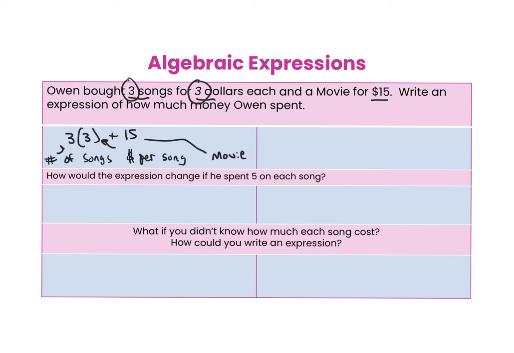So we bought 3 songs for $3 and a movie. Using Mary's method, we could say, well, there is the money we spent on one song, and then the money we spent on another song, and then the money we spent on another song, and then the money we spent on the movie. And all of that is our total. Equivalent expressions, right? So there's 3 songs, and then the movie.